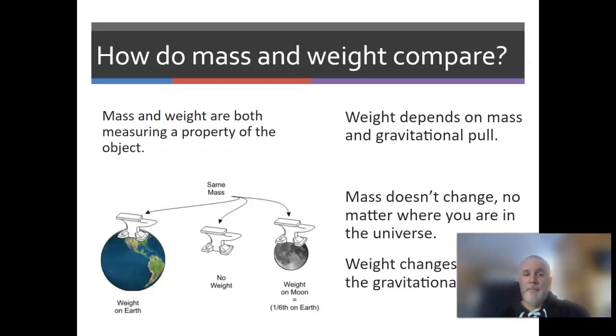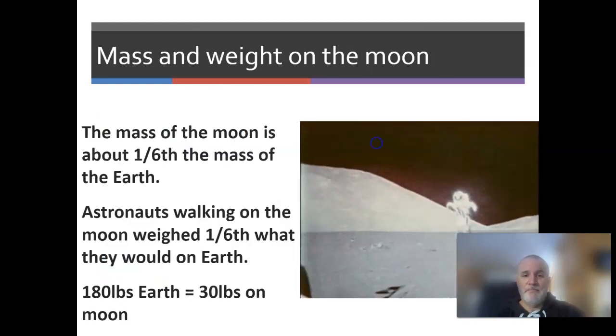Mass and weight are both measuring a property of the object. So if you take a look at that anvil on the Earth, it has a particular weight. In space, it would have no weight. And on the moon, it would have weight, but only 1/6 of the amount on Earth, because that's the difference in gravity. The moon has 1/6 the gravity. So weight is dependent on mass and the pull of gravity. The mass of the object doesn't change. It's the same anvil with the same amount of matter no matter where you have it. Whether it's on the Earth, in space, or on the moon, the amount of matter does not change, but the weight does because the gravity changes.